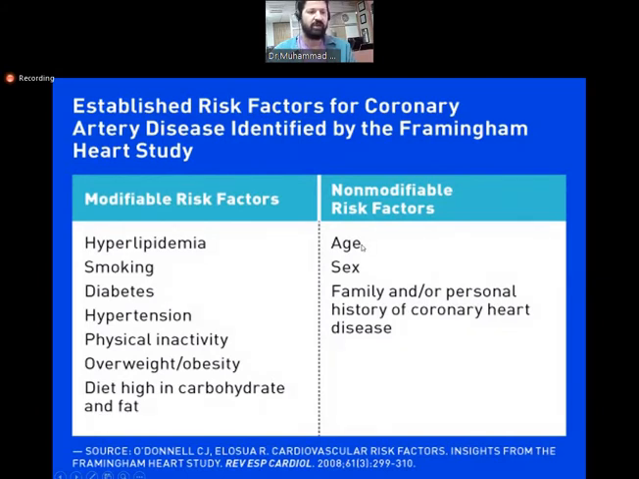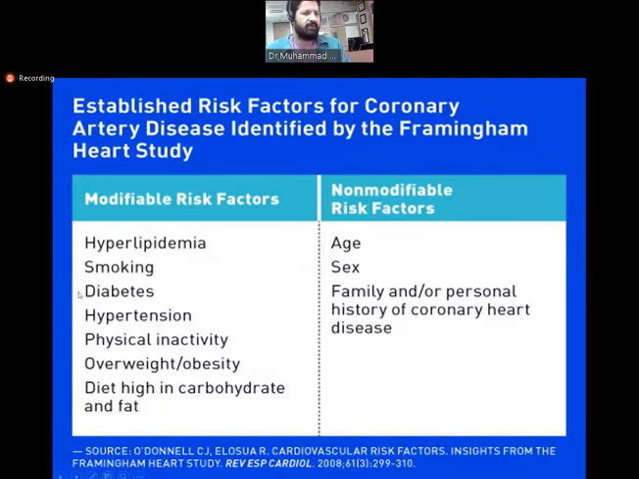As you get older, the atherosclerosis gets worse. Your gender: male gender is predominant. And family history: whoever has a family history of premature coronary artery disease is more prone to ischemic heart disease.